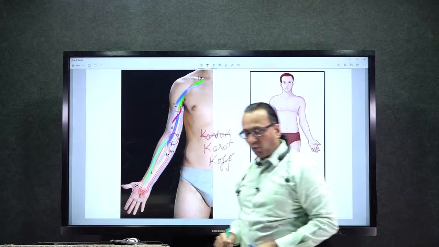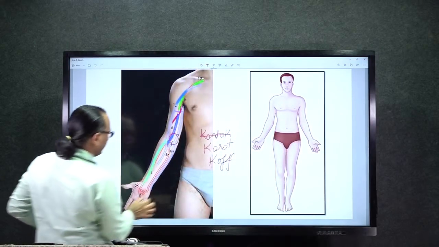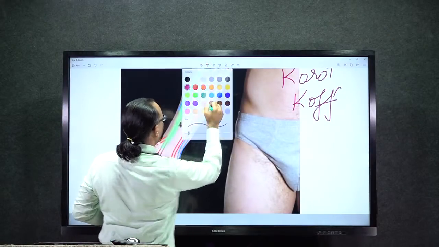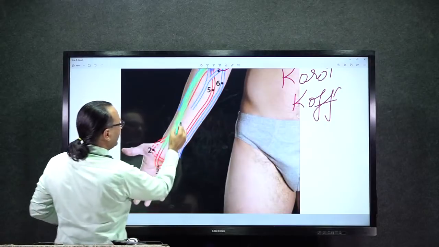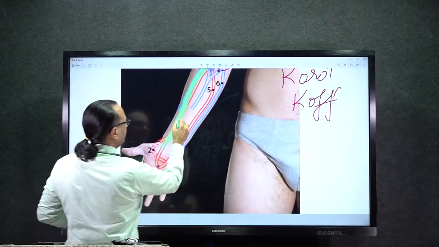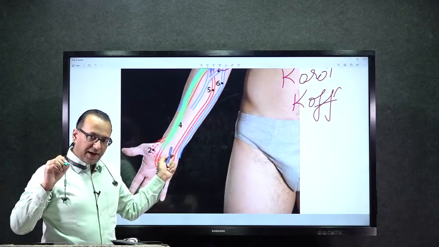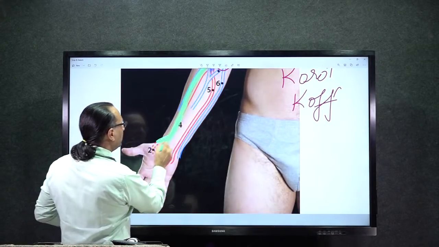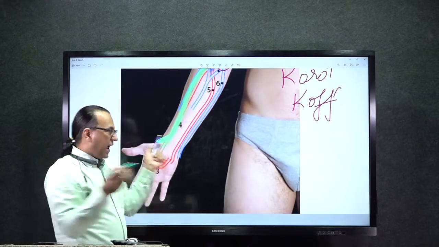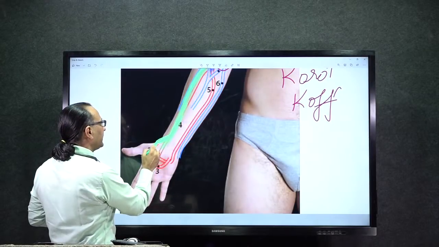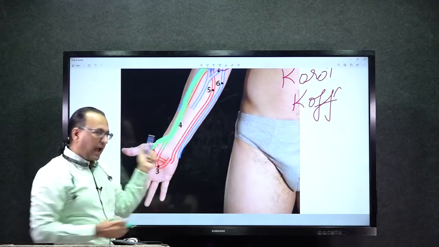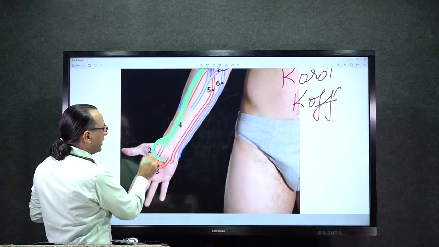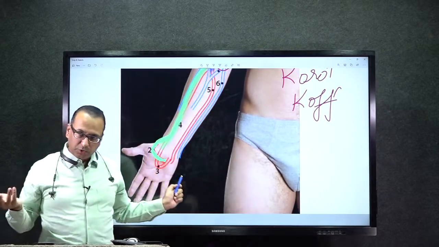I'll repeat it once again. After zooming this area, let me show what is happening here. This is the radial artery, and it is to be felt here at the lower end of the radius, and then it will be going posterior, winding around the radial styloid process and become a content of anatomical snuff box, and then it comes back into the hand to become the deep palmar arch, and then it will be anastomosing with the superficial palmar arch.